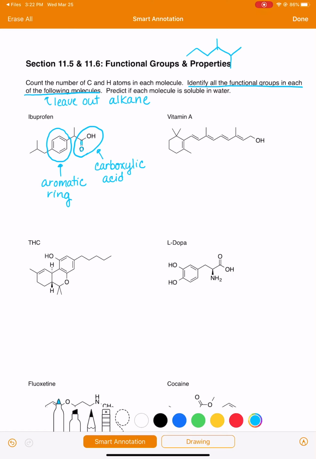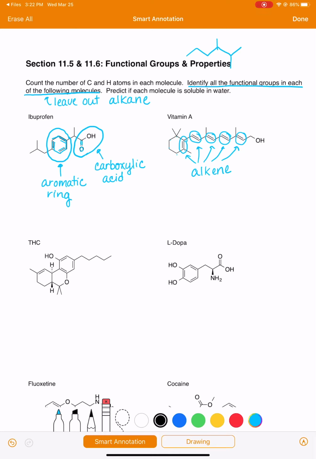Looking at vitamin A, I see double bonds. Double bonds are definitely a functional group, and all of these double bonds are the alkene functional group. Now again, you might be asking yourself, wait a minute, there's a 6-membered ring here with a double bond in it. Isn't that aromatic? The answer is no. In order to be aromatic, you need to not just have a 6-membered ring, but have alternating double and single bonds like we saw in the ibuprofen molecule. So it's not just the 6-membered ring, it's also the alternating bonds.